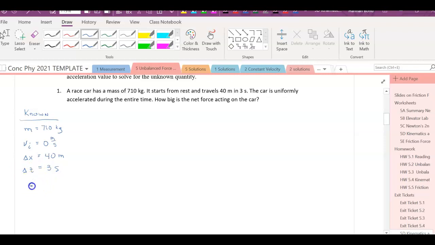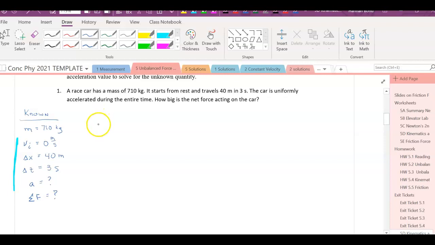Okay, so what I want to find is the acceleration first, and then I want to find the net force, which is the sigma F. I think that I don't have enough information to use Newton's second law at the beginning. I know the mass, but I don't yet know the acceleration. So I'm going to start with a kinematic equation, and I need an equation which involves these 4 variables: initial velocity, displacement, time, and acceleration.